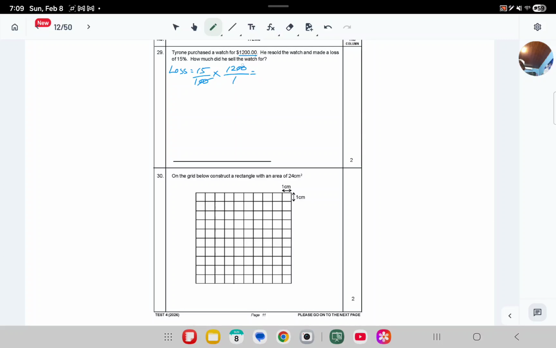Cancel these two zeros, cancel these two zeros. 15 multiplied by 12, we got $180. So he lost $180. So to calculate the selling price, when we make a loss, it would be the cost price take away the loss. So the cost price was $1,200, take away the amount that he lost, which is $180. Remember, when you make a loss, it means that you sold the item for less money than you paid for the item. Alright, so therefore you sold the item for $1,020.